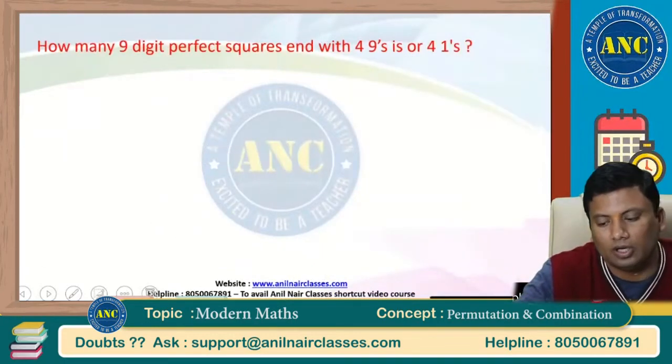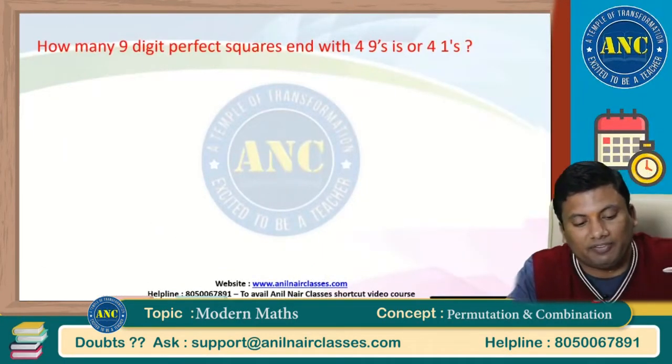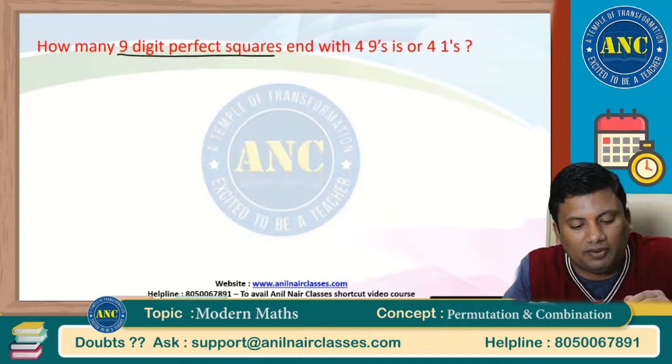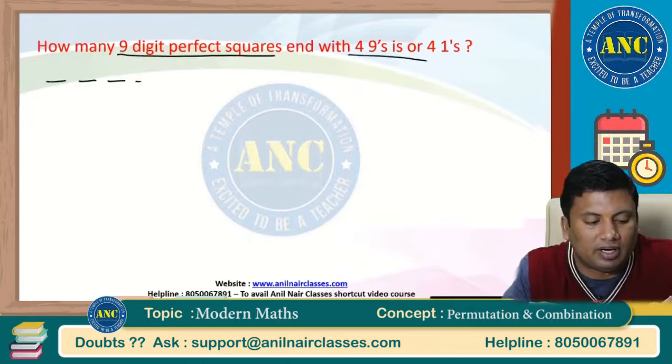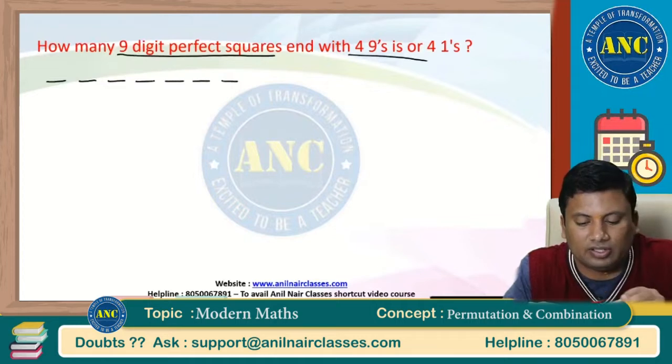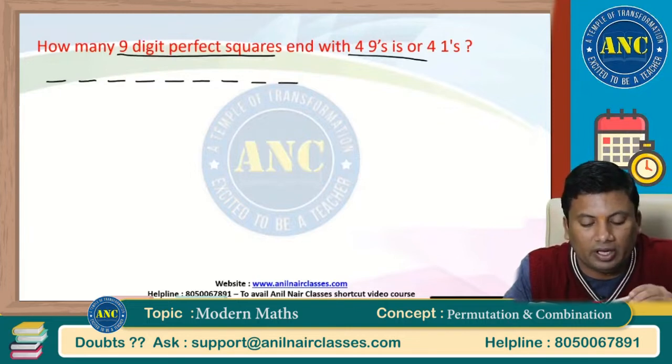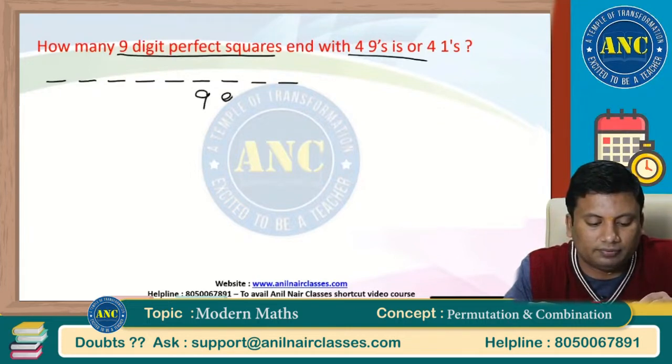Next one. Number of 9-digit perfect squares ending with 4 nines, or ending with 4 ones.